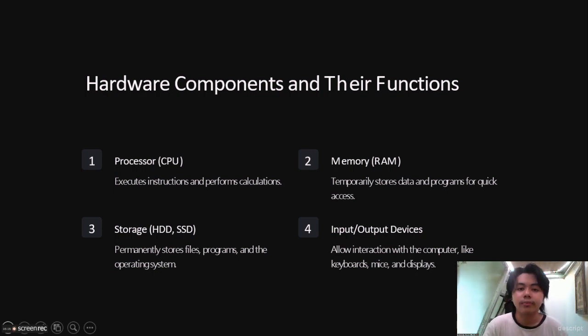Memory, or RAM, temporarily stores data and programs for quick access. I will explain about RAM. RAM is the main memory of the computer. The main function of RAM is to temporarily store data and programs that are being used by the processor for fast access. Following are some important points about RAM. First, fast access. RAM provides fast access to the processor for any location.